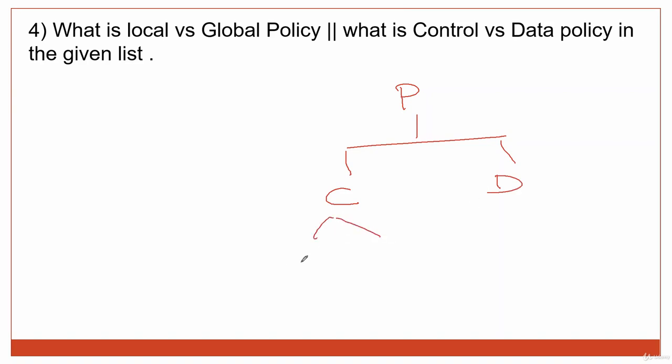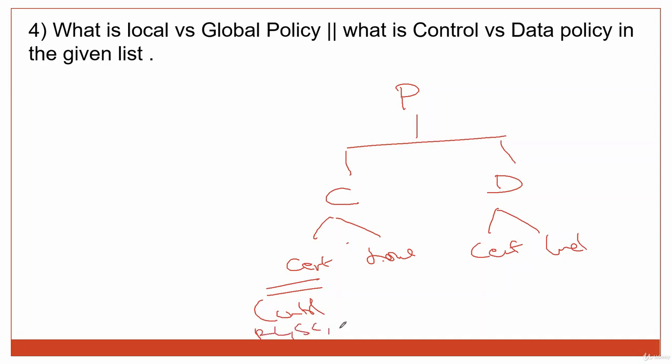Again, these are centralized and localized. Now the centralized control policy is itself a control policy where you can do, for example, route leaking, service chaining, traffic engineering, etc. Now this localized control policy may be local to the device, as the name suggests. So they may be any type of route policy or route filter, etc.